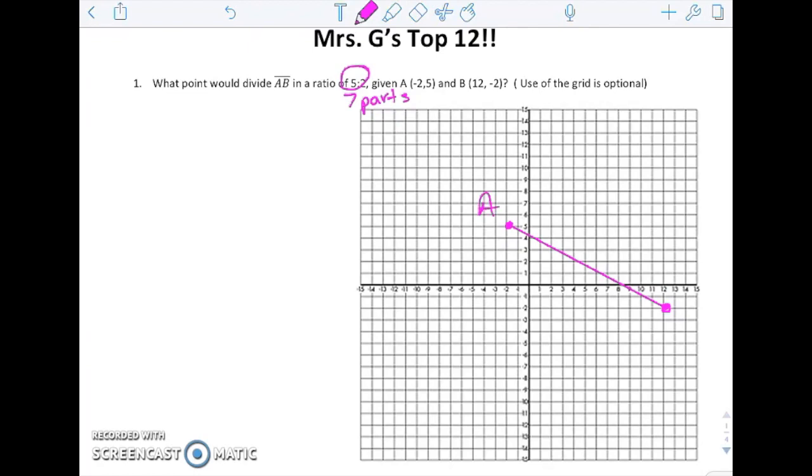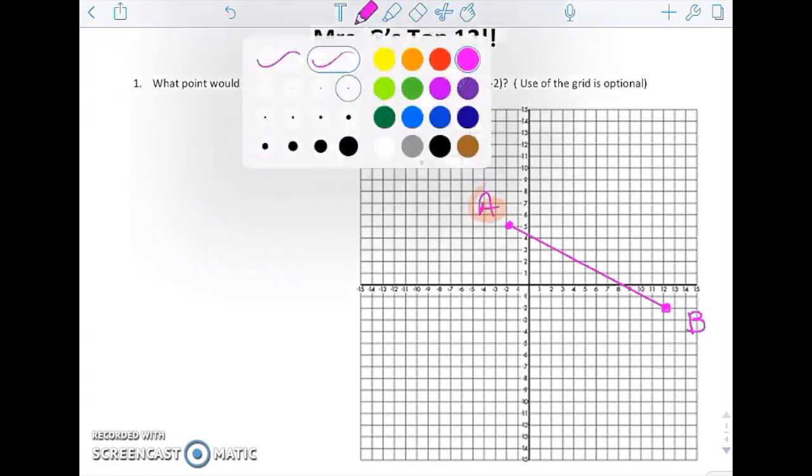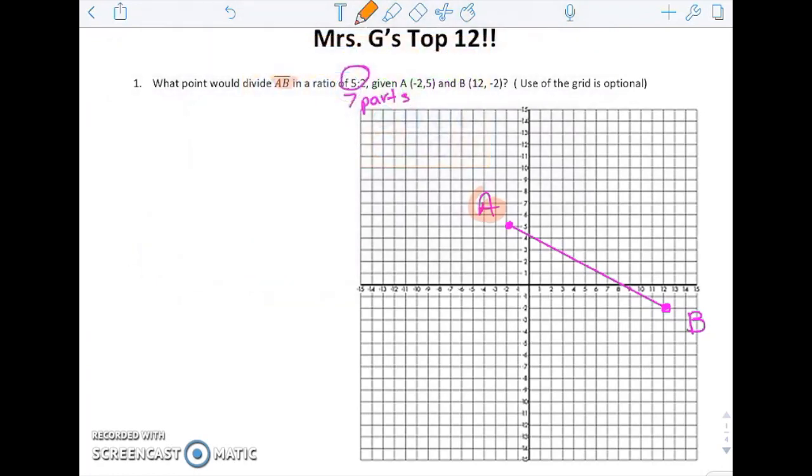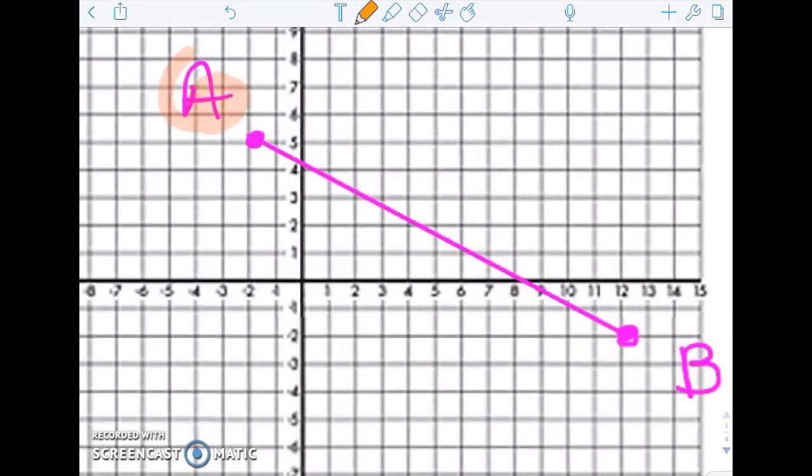First of all, I need to know where this segment starts. These are directed line segments, so they go in order. So that's AB, which means we start at A, right? And then I need to know how many parts. And this is, again, 7 parts. So I'm going to sketch in here a right triangle. And then I'm going to use what I know, that this needs to get divided up into 7 parts, to find this point.